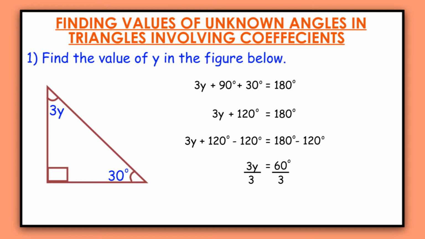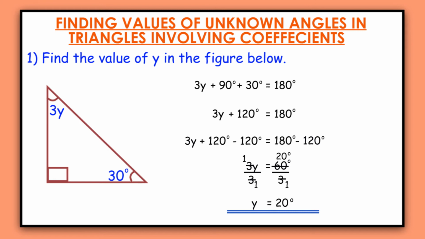When we divide on the left, 3 divided by 3 is 1, and 1 times y is y. So on the left hand side, we are left with y after dividing. Similarly, on the right hand side, we divide 60 degrees by 3, which gives us 20 degrees. And our answer will be y equals 20 degrees.